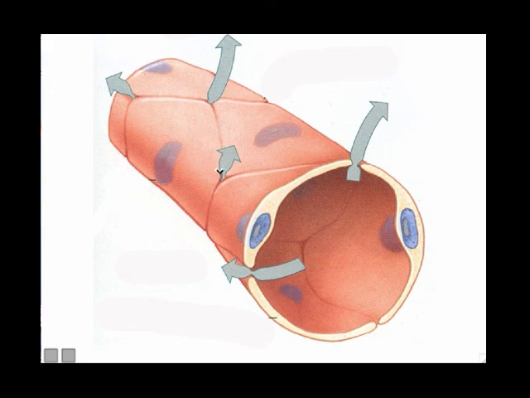There are little spaces between some of the cells, and water molecules are a good example. They get out of the capillary not by diffusing through the cells, but by working their way through these little gaps between the cells, like you see there.